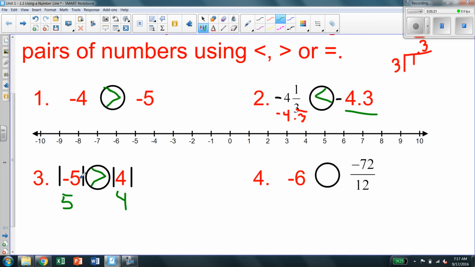5 does. So the absolute value of negative 5 is greater than the absolute value of 4. Okay. Down here we have negative 6, and we're comparing it to negative 72 over 12. And remember that this means negative 72 divided by 12, which is 6, but a negative divided by a positive is a negative.